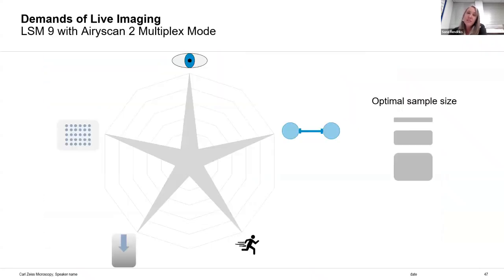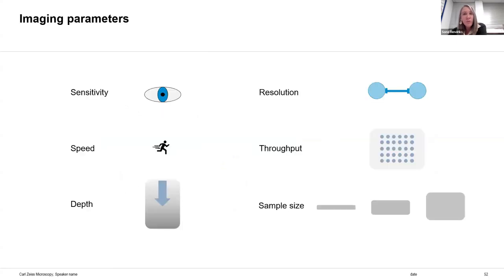So practically, if you have a special detector with multiplex mode, then you can balance the confocal system to have a great combination of sensitivity, resolution, speed, depth penetration, and even throughput. So far, all the examples and the non-negotiables have revolved around the quality of the image, focusing on parameters such as sensitivity, speed, and resolution.